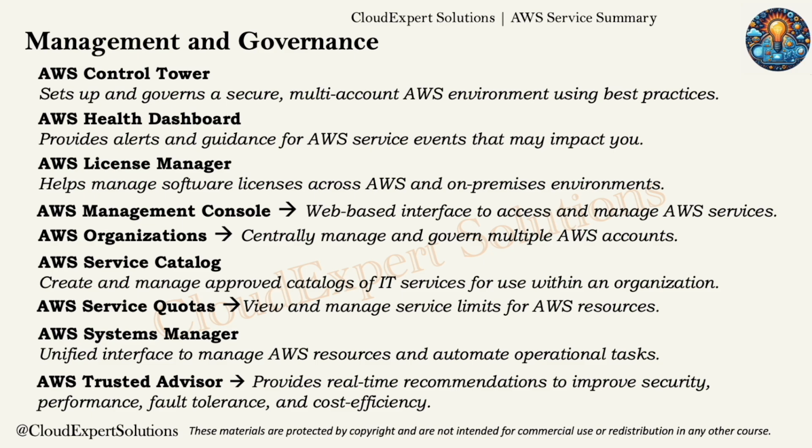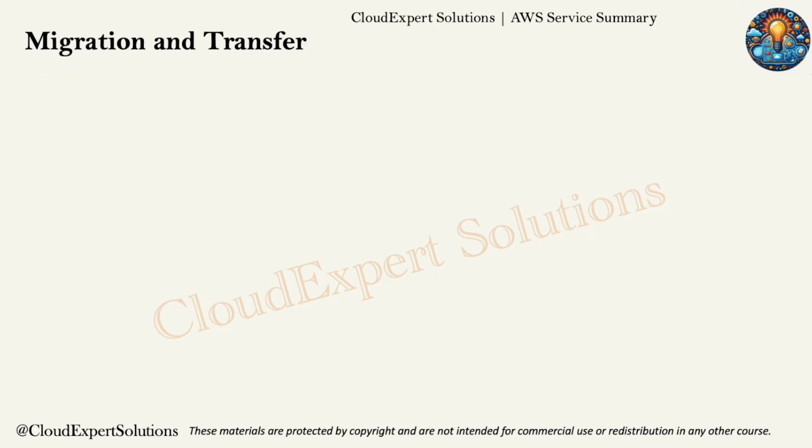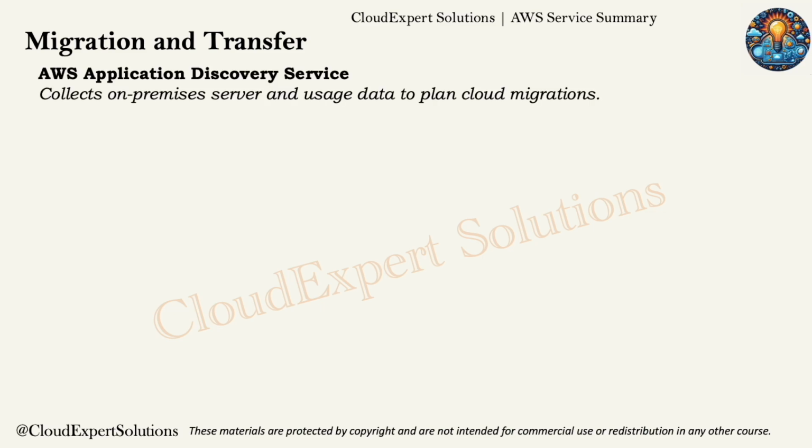Let's move to our next group of services, which is migration and transfer. We'll start with AWS Application Discovery Service. Application Discovery Service collects on-premise server usage data to plan cloud migrations. AWS Application Discovery Service can be used for assessing on-premise workloads before migrating to AWS Cloud.